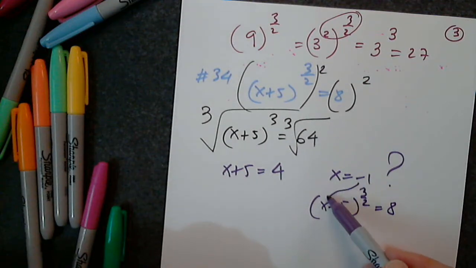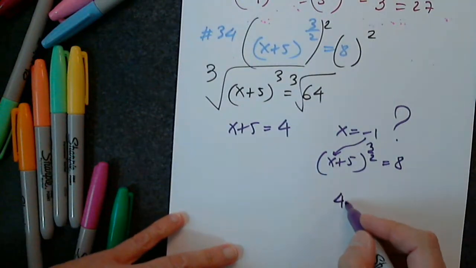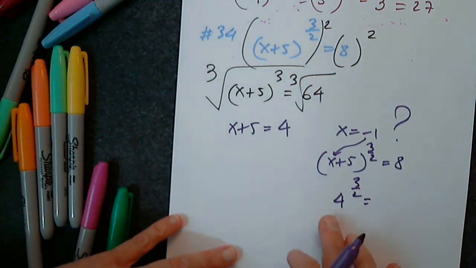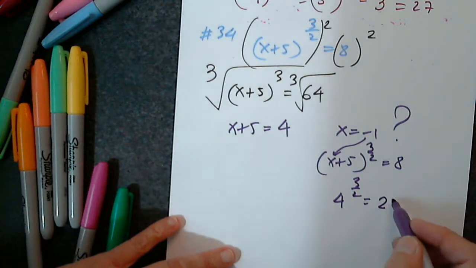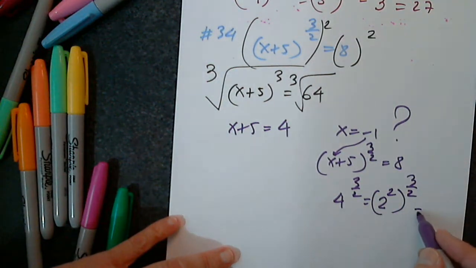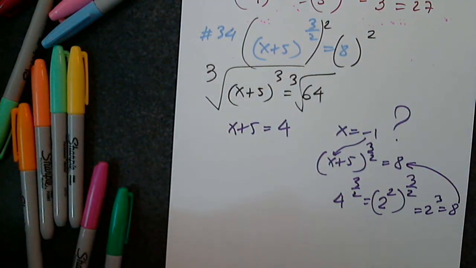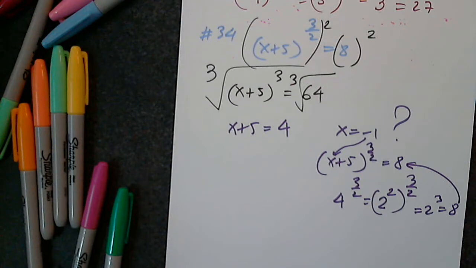So if I replace x by -1, -1 plus 5 is 4. And I'm checking 4 to 3/2. Of course, I'm going to change 4 into 2 to what power? Square. Good. And then multiply the powers and get 2 cubed, which is indeed 8. Yes, you can also do this with a graphing calculator. I was hoping you wouldn't, but it's okay.